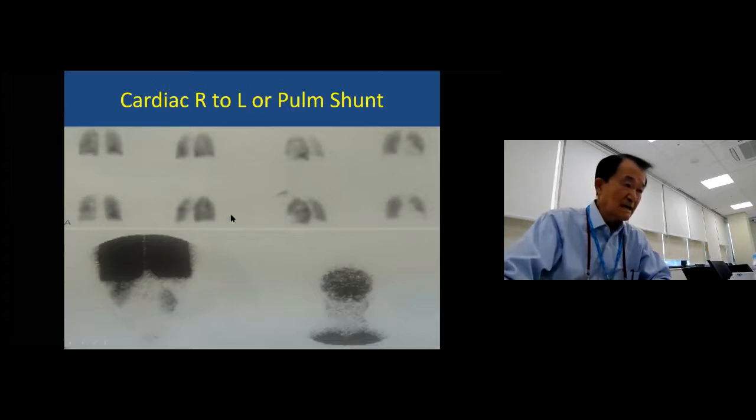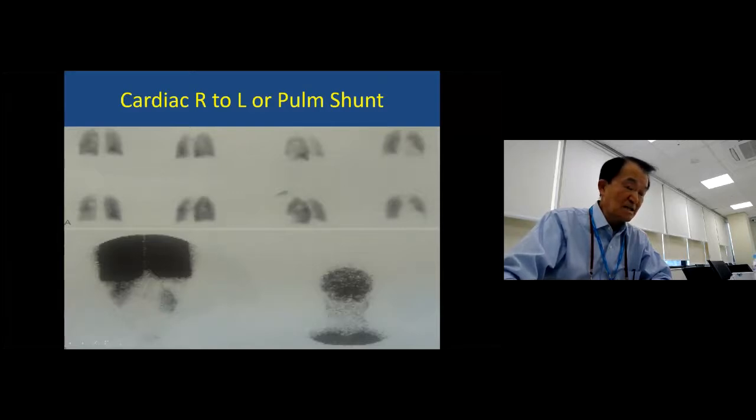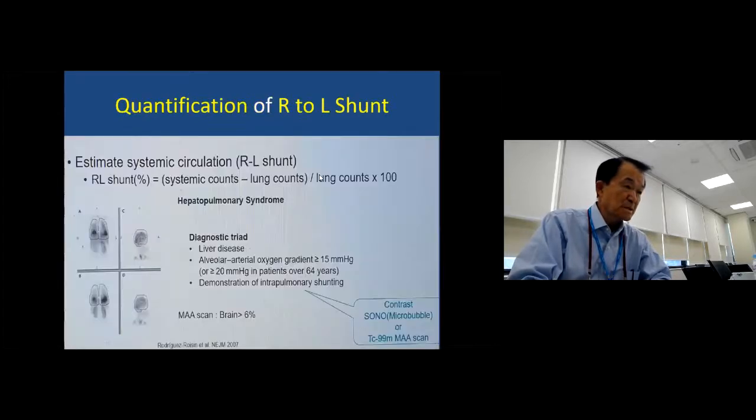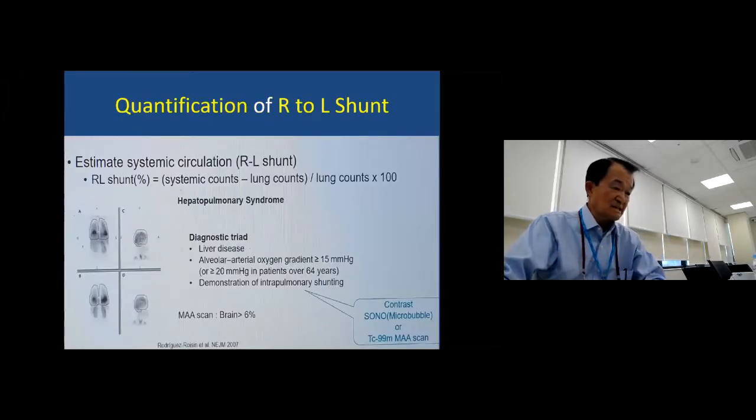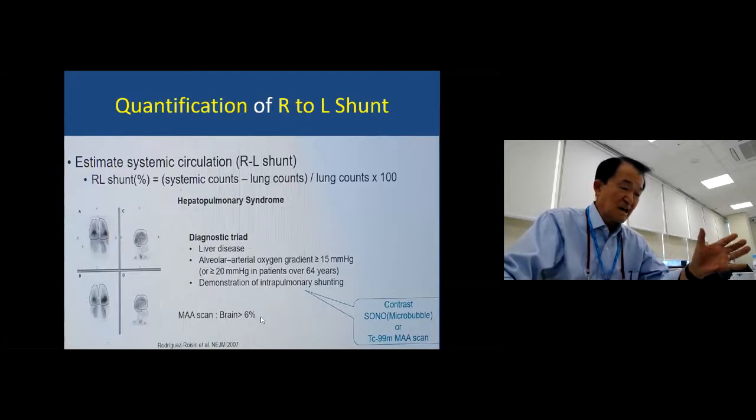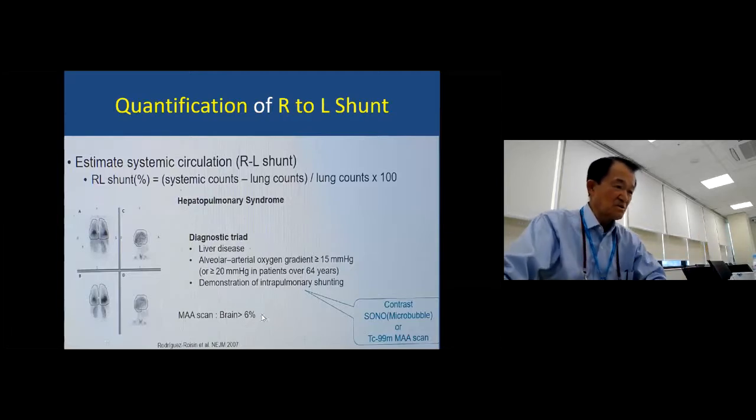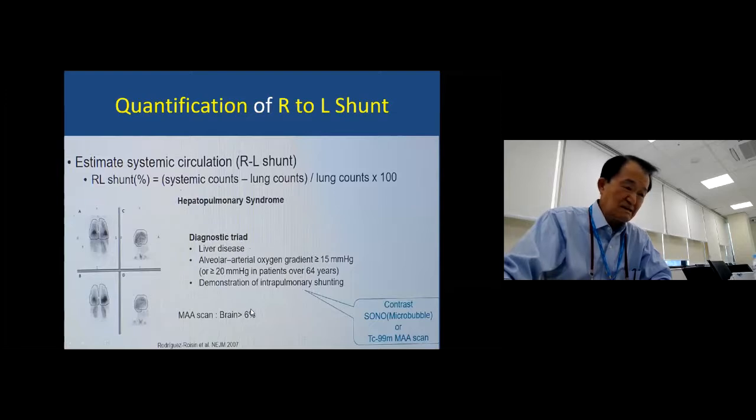Always show and then calculate how much you are seeing in kidney and brain out of the injected dose. If the brain shows, the normal range is 5% something, it's variable. So anything greater than 5, you have to consider significant.